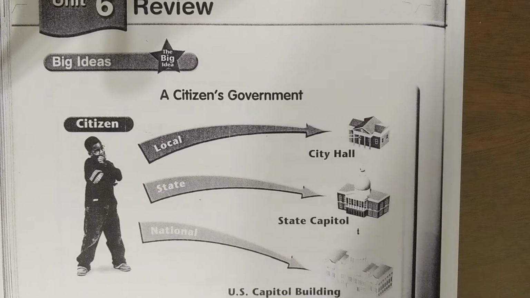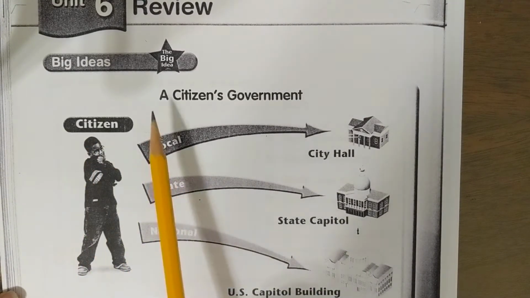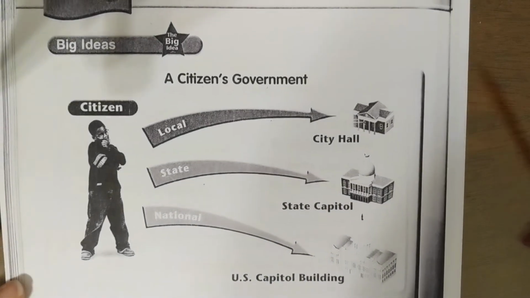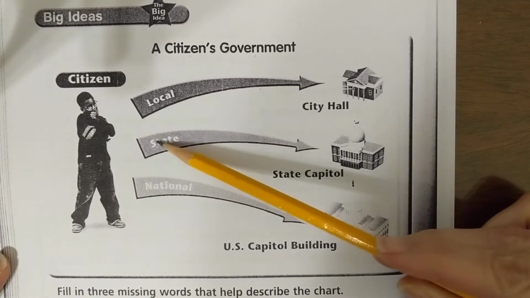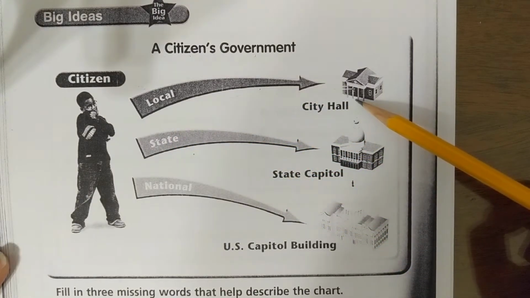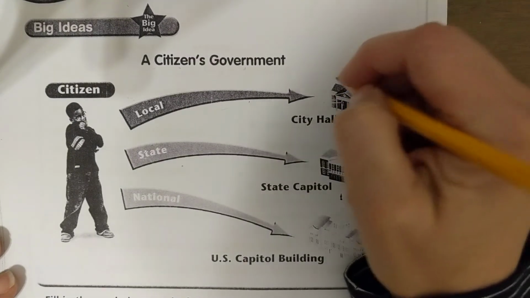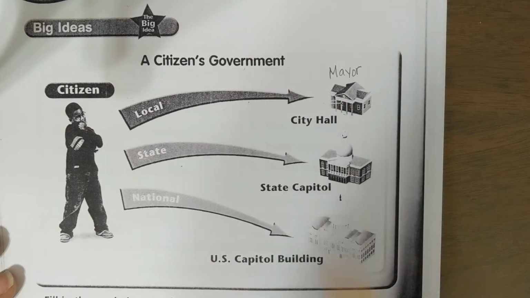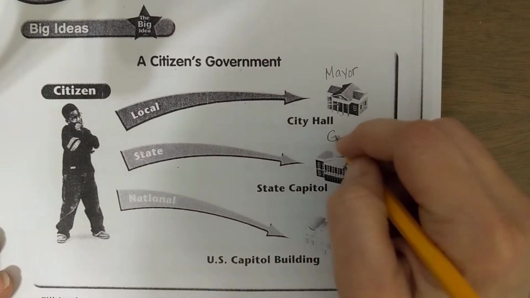All right, let's begin. We have a diagram here that shows a citizen and all the governments that he can have: a local government, a state government, and a national government. And there are different buildings that those leaders work in. A local government works in the city hall, but that's not the name of the leader who works there. The name of a leader for a city is mayor. In the state capital, the leader who works in the state is the governor.